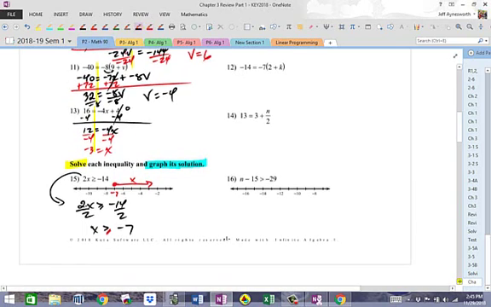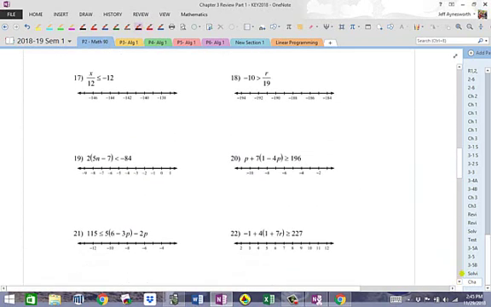Okay, let's try some more. So this one's a little bit different here. So let's take it down here so we can work on it. x divided by 12. Notice I said divided by 12, not over 12. Okay, there's no over. There's division here. Okay, and it's less than or equal to negative 12. All right, so the inverse of division is called multiplying. So we want to multiply both sides by 12.